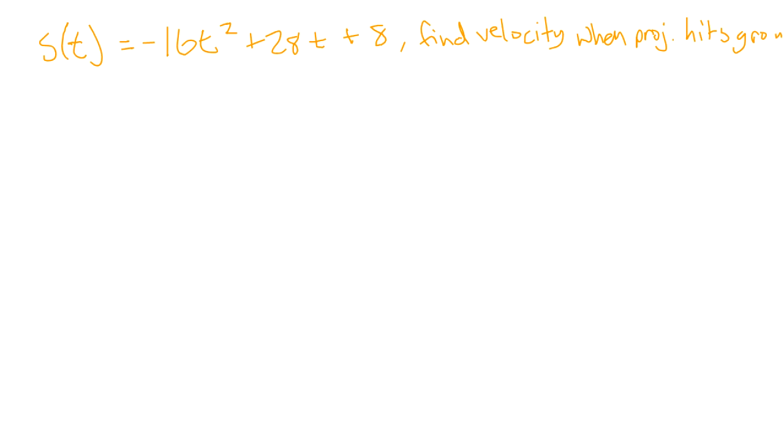If we know that this s of t is our final position, and we want to find when it hits the ground, we can set this position function equal to 0, so we get 0 equals negative 16t² plus 28t plus 8. First thing we can see is that we have a common factor, so let's pull out a -4 just so it's a little cleaner. So now we get 0 equals -4 times (4t² minus 7t minus 2).